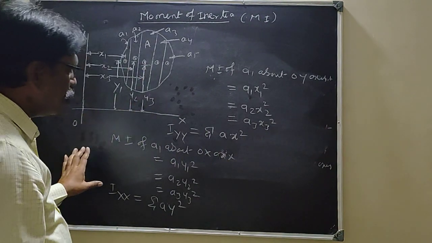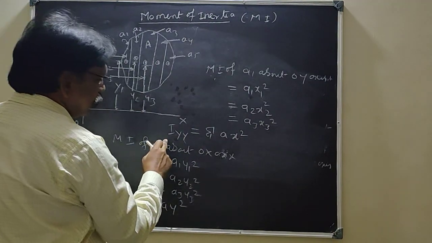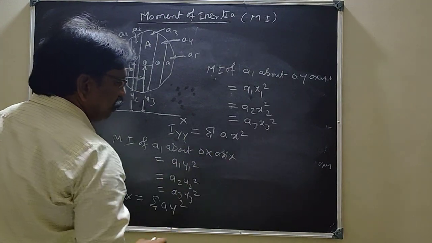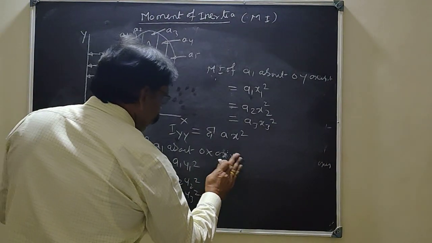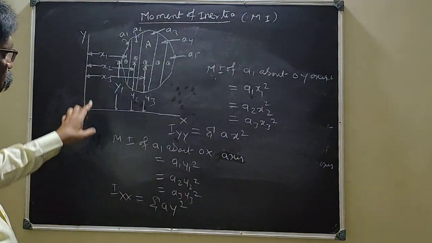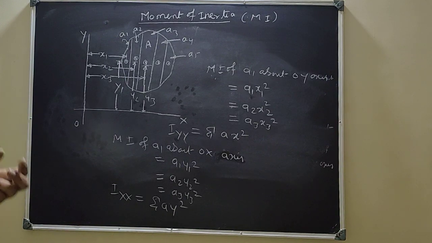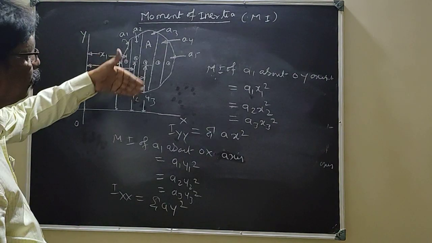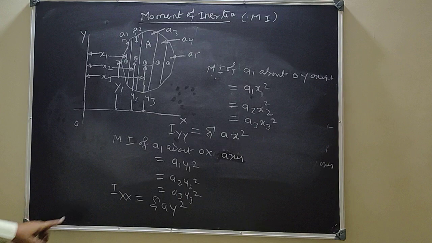Similarly, what we saw is that the moment of inertia of the total area about the OY axis, represented as Iyy, is equal to sigma A x square, and the moment of inertia of these elemental areas about the OX axis is, for each element, A1 y1 square, A2 y2 square, A3 y3 square, and so on. The total moment of inertia of this object about the OX axis is given by the summation, that is Ixx is equal to sigma A y square.